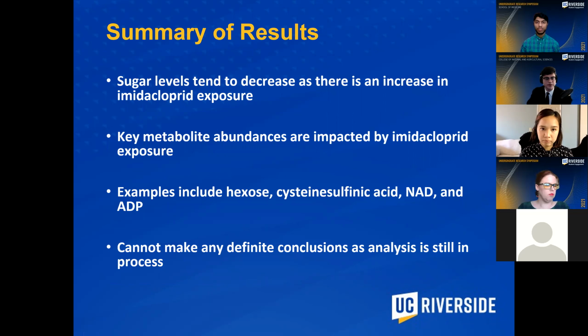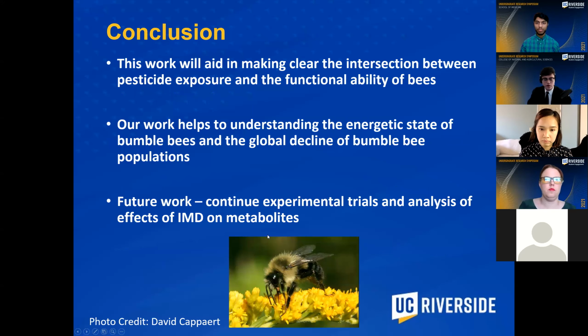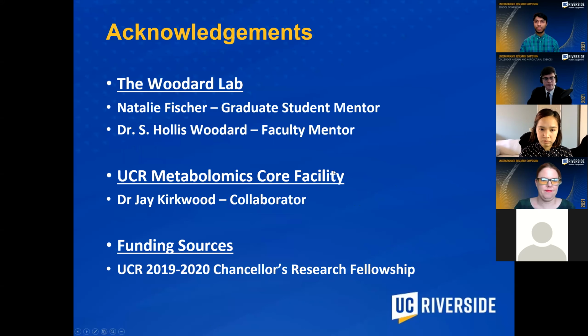Key metabolite abundances are impacted by the imidacloprid exposure, examples of which include hexose, cysteine sulfonic acid, NAD, and ADP. However, we cannot make any definite conclusions as analysis is still in process. This work is going to aid in making clear the intersection between pesticide exposure and the functional ability of bees. Our work does help to understand the energetic state of bumblebees and the global decline of bumblebee populations. Future work does include continuing experimental trials and analysis of effects of imidacloprid on metabolites.